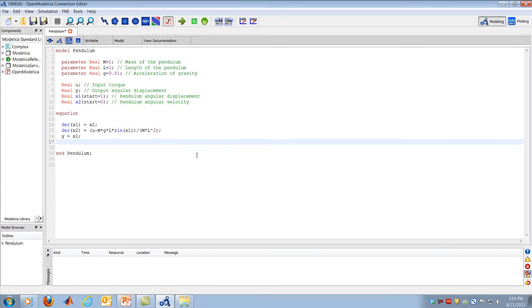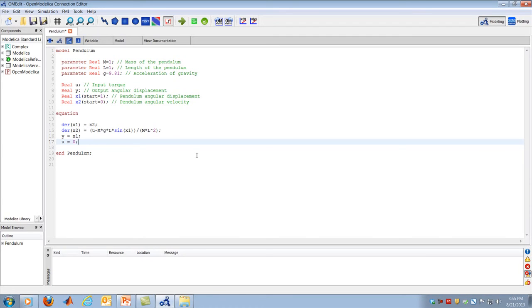And for this initial study, I just want to see what happens when the pendulum is just released from rest at 1 radian and let it vibrate. So I'm going to make my input u equal to 0. And those are my 4 equations: my 2 state equations, 1 output equation, and then 1 equation dictating the input.